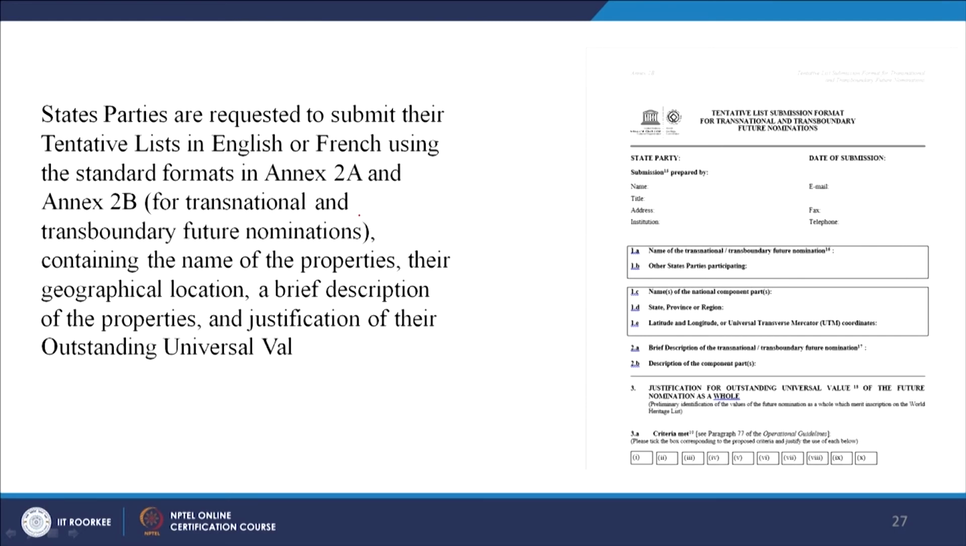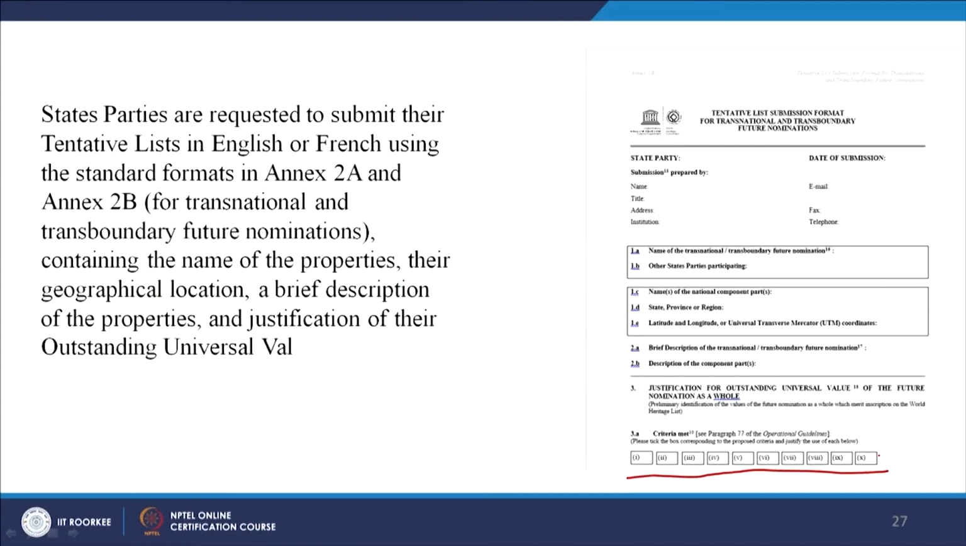So basically what you see here is a kind of form, and you have the details of the name of the property and the name of the national component part. Imagine the property is shared between Bangladesh and India, the Sundarbans. Obviously you have to talk about who the relevant parties are, what area we are talking about in terms of geographic place, the transnational and transboundary future nomination, and the criteria. Here you can see the criteria we showed in the earlier class and even today's class, and which criteria this particular property matches.